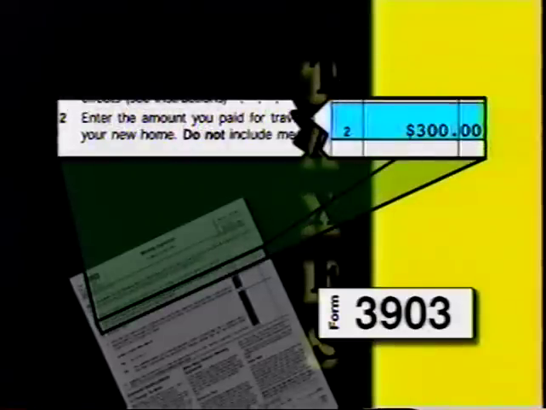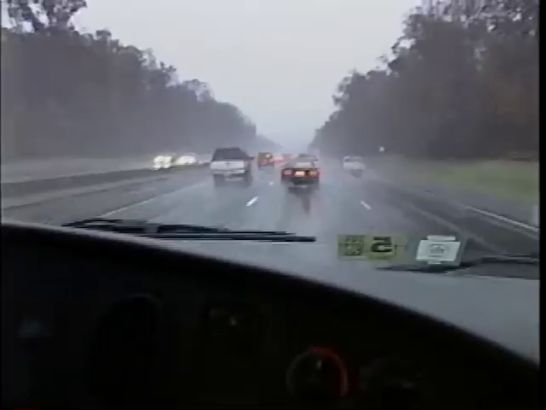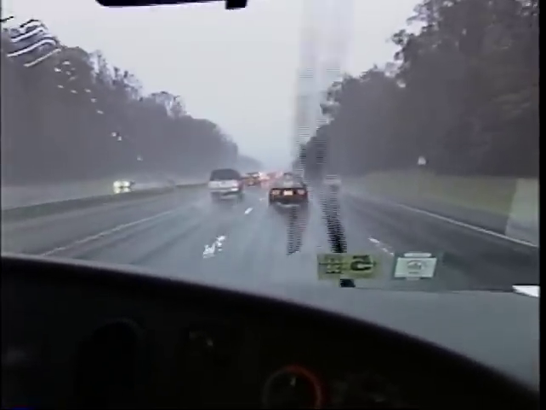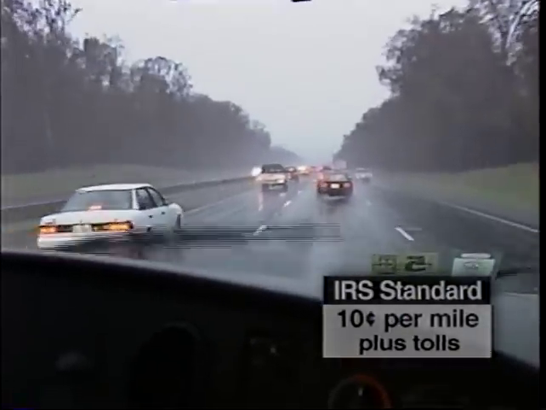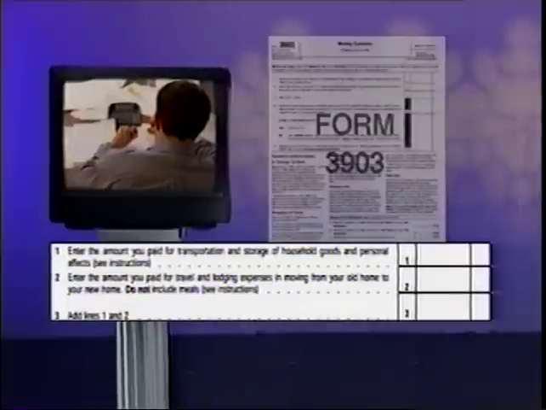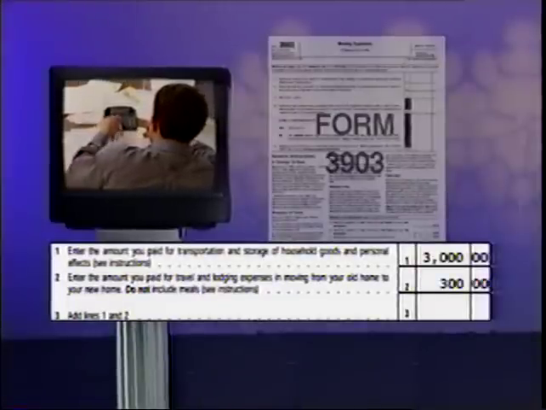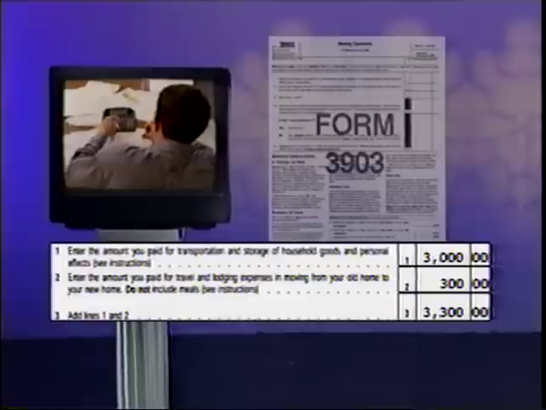For line 2, we enter the travel and lodging expenses the Hendersons incurred while transporting themselves and their possessions from their old home to their new one. If you drive your own car, figure the cost to be the IRS standard rate of 10 cents per mile, plus any tolls you come across. To find line 3, we add line 1 to line 2 for the total moving expenses, which is $3,300.